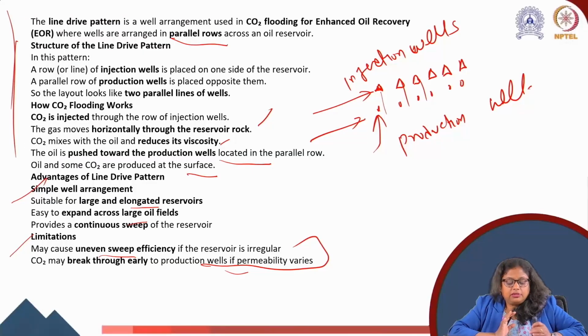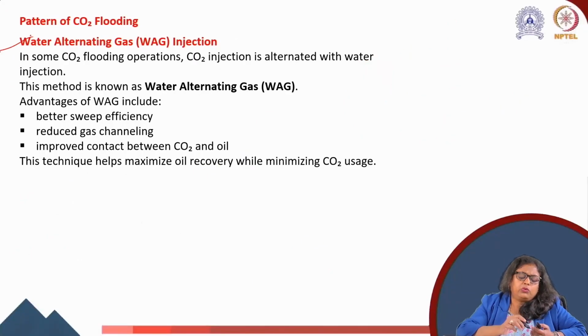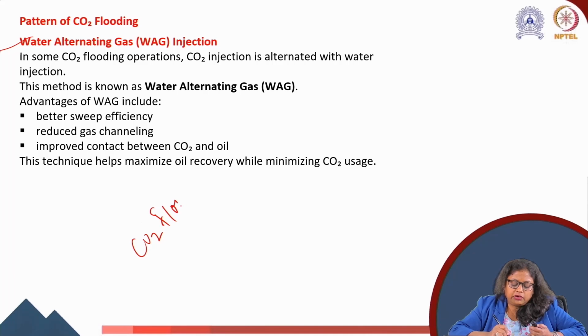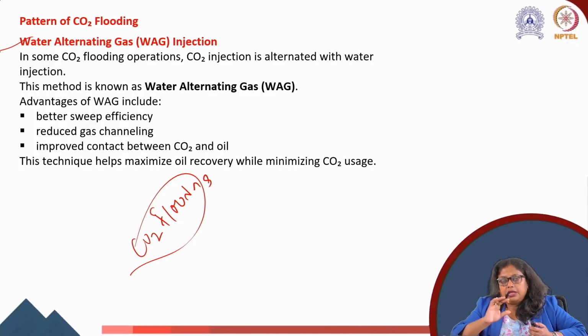So we get the idea of CO2 flooding patterns. So this 5 spot, under that we discussed 7 spot, and then we discussed the line drive pattern. One more we have here, that is the water alternating gas injection. Currently we were talking about CO2 flooding using different patterns. Apart from continuous flow of the CO2, some more options are there. So the different option here is water alternating gas injection: you are injecting water, then CO2, and then water.